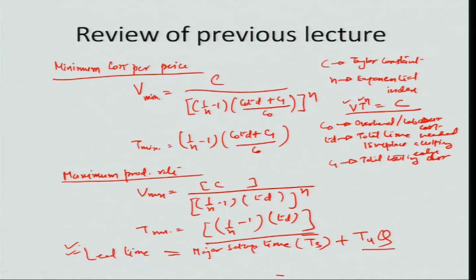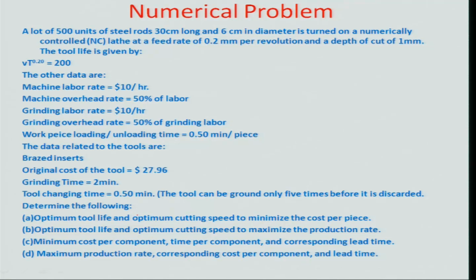So we want to now apply all these criteria to determine the optimum machining condition, particularly the velocity or the time corresponding to minimum cost per piece model or that corresponding to the maximum production rate model in a practical situation. So let us look at a problem example that I have formulated here for you. You have a lot of 500 units of steel rods about 30 centimeter long, 6 centimeter in diameter, and it's turned on a NC lathe, numerical control lathe, at a feed rate given as 0.2 mm per revolution, and of course a depth of cut equal to about 1 mm or so.